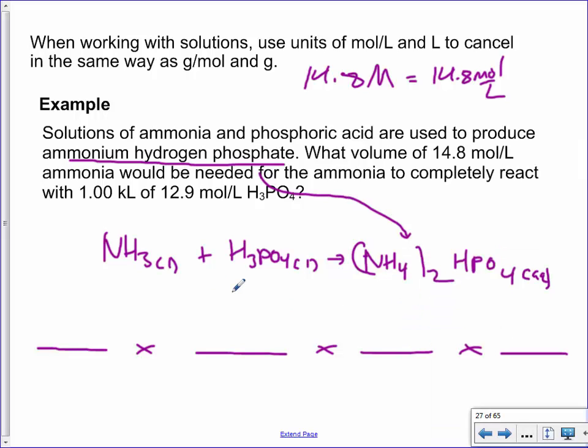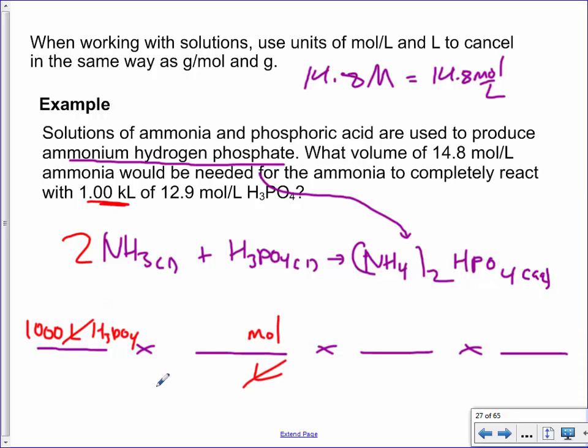This one is pretty easy to balance, though. You just need a 2 here. If you didn't catch that already, you can check my work, but it just needs a 2. So now for the Stoich part. Where's a good starting point? Yeah, I would always start with a number that is not a ratio, because we're going to use our ratios to convert. So I'm going to start with 1,000 liters of H3PO4, because a kiloliter is 1,000. Do I want liters? No, we want moles.